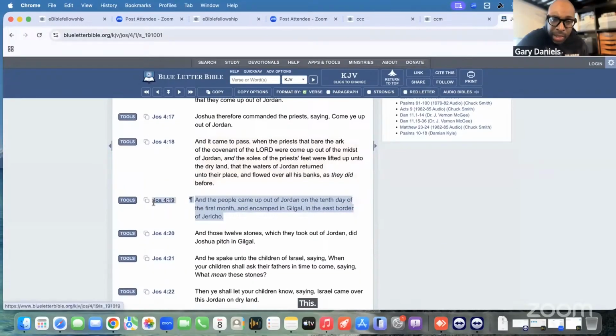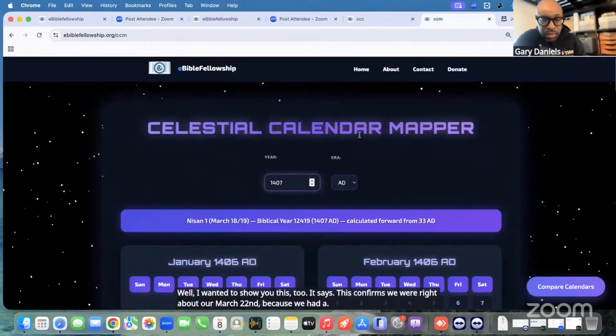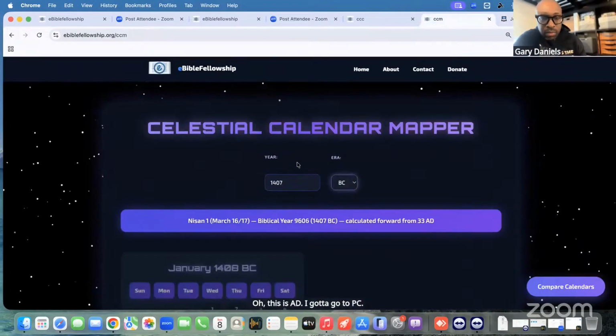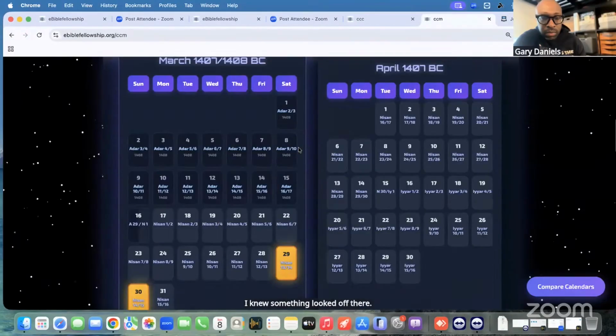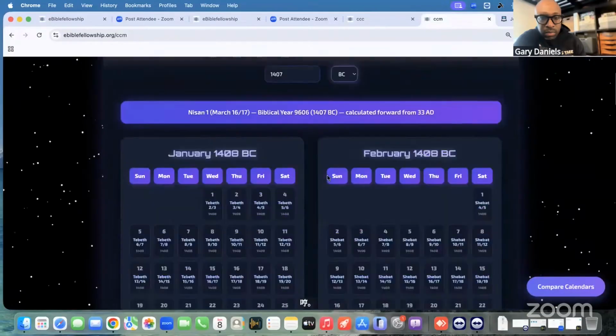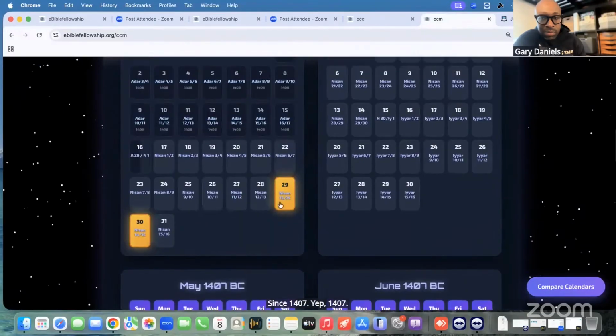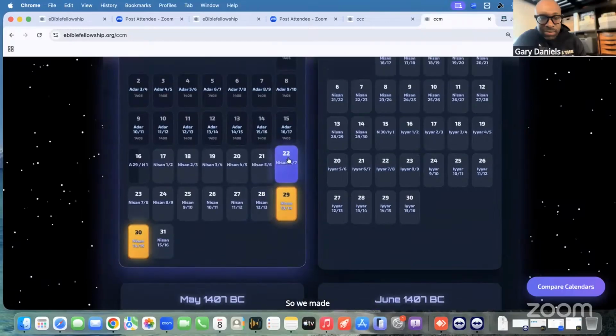Well, I wanted to show you this too. It says this confirms we were right about our March 22nd, because we had, oh, this is AD. I gotta go to BC. I knew something looked off there. Remember how we were comparing both calendars since 1407? Yep, 1407. So we made it to, they lodged at Jordan.